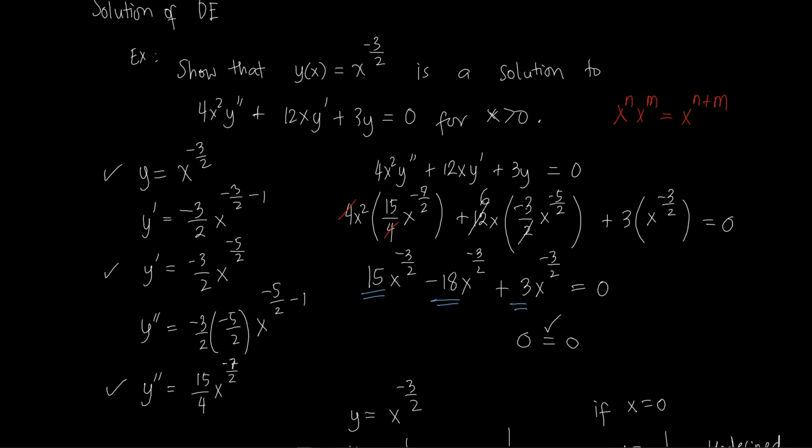Sir, ina-add naman ng sir, no? Ng 15x raised to negative 3 over 2. Ina-add na sir, no? Yes, add lang sila. Silang tatlo. So, 15 minus 18 plus 3, 0 siya. Okay, then 0 multiplied by any number that's still 0. So, 0 is equal to 0. Then, na-satisfy natin siya.